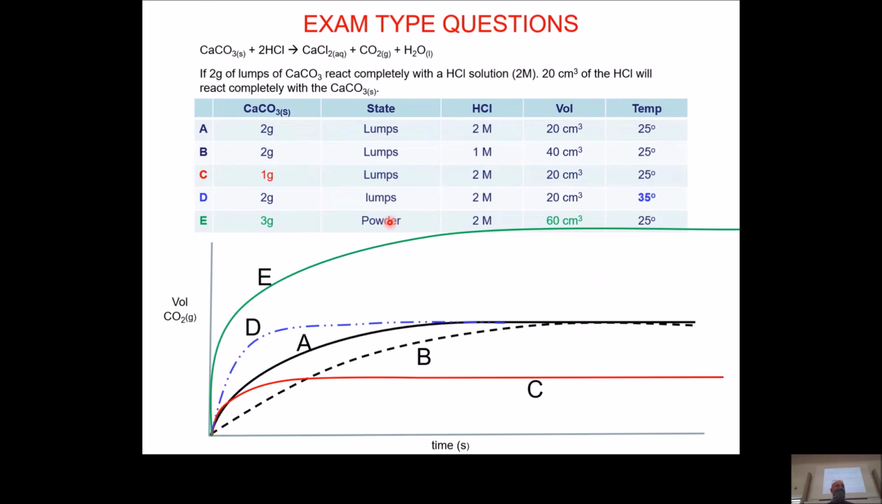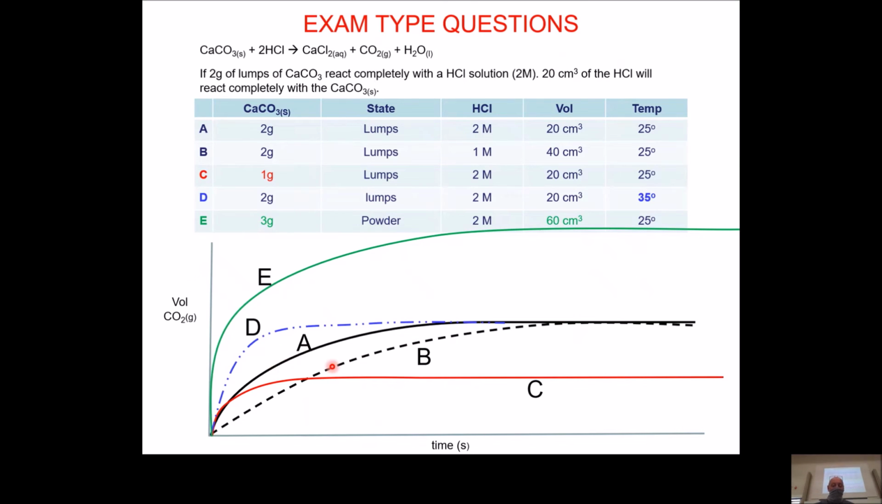And remember, when you are going from lumps to a powder, the surface area is increasing massively. Remember I said to you, if you cut the thing into 4 pieces, the surface area doubles. But if you turn it into powder, the surface area goes through the roof. It's an exponential increase in surface area. So D is really fast, much faster than the others because of the increase in temperature. All the others, if you work out the number of moles, you'll see they're producing the same number of moles.